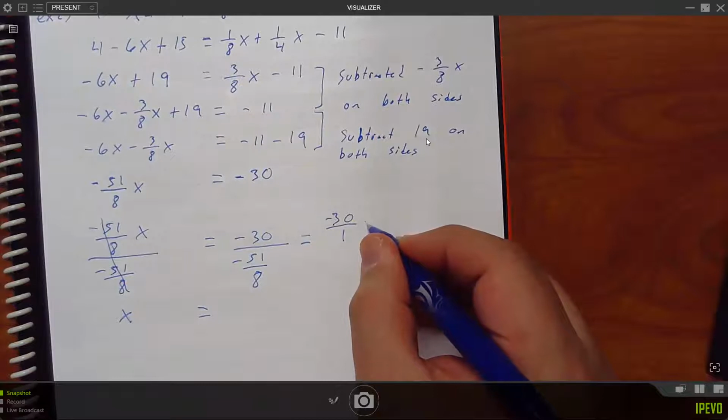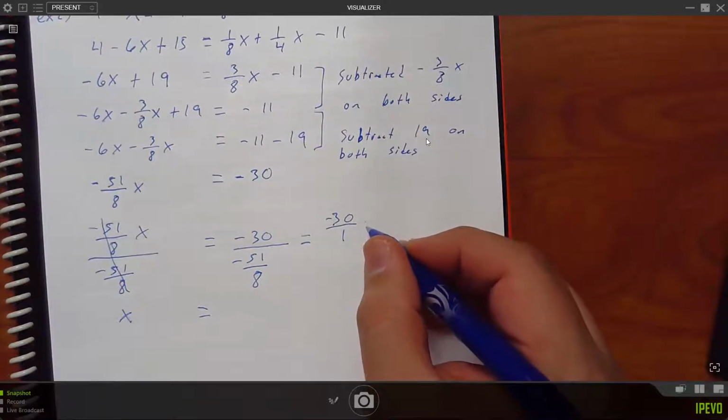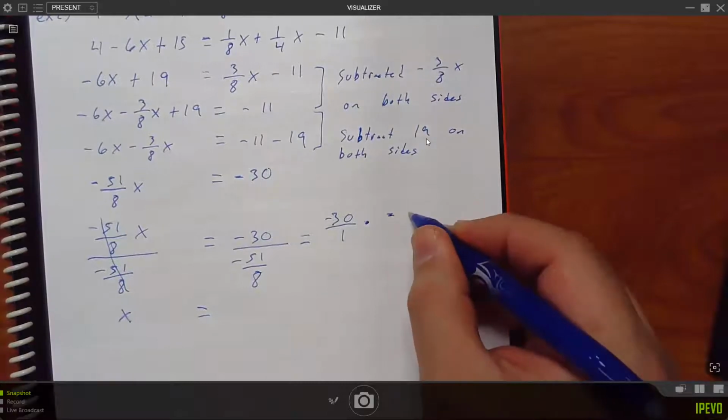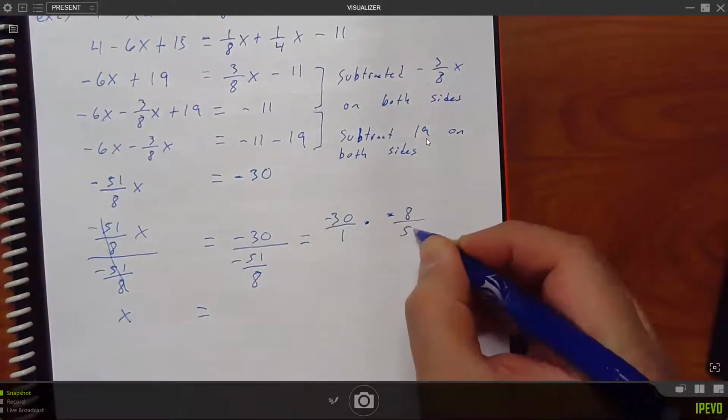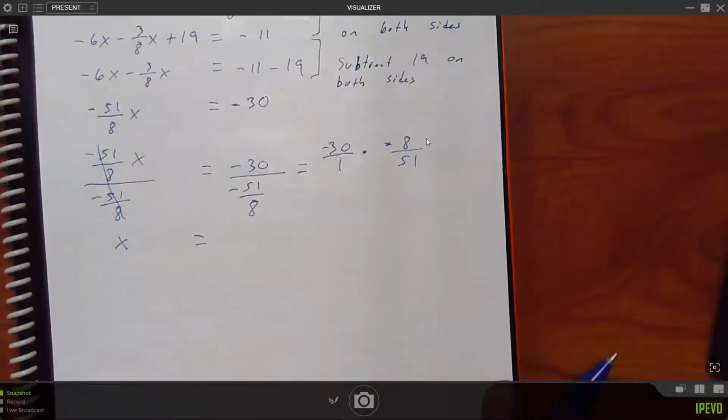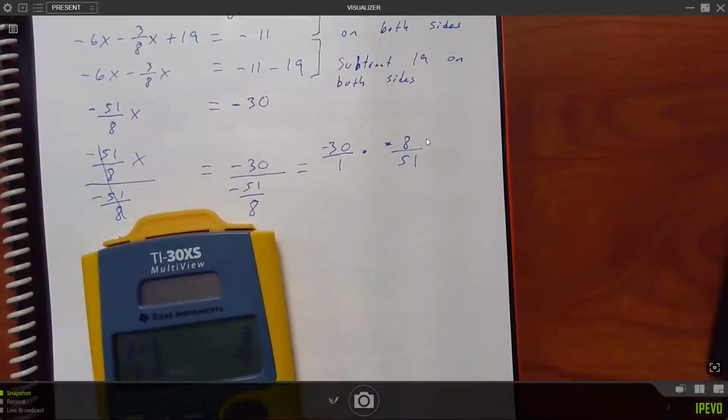Right? You flip, remember we said when we do the fractions, you flip and multiply. So I'm going to flip by the bottom one. But now I have -8/51. So you could multiply straight across if you want to. Negative is positive. Or you can use your machine, which I'm going to allow you to use.